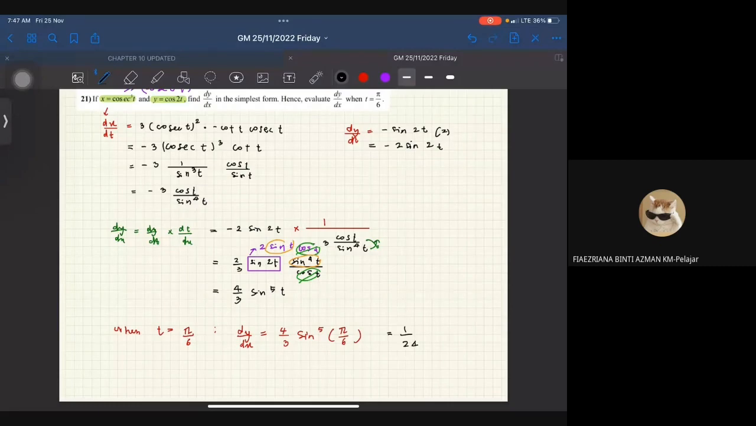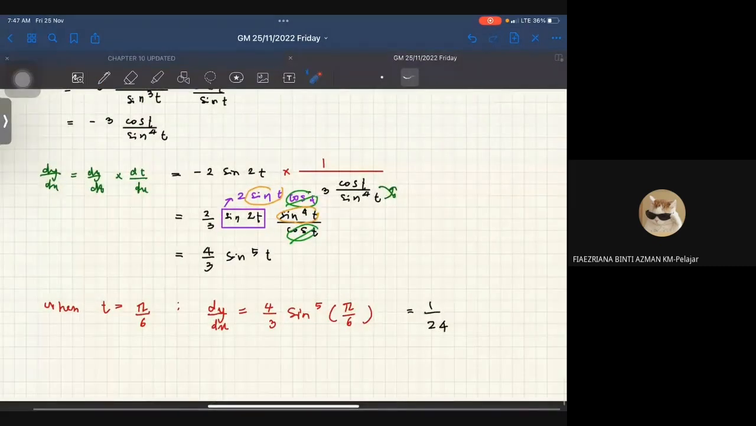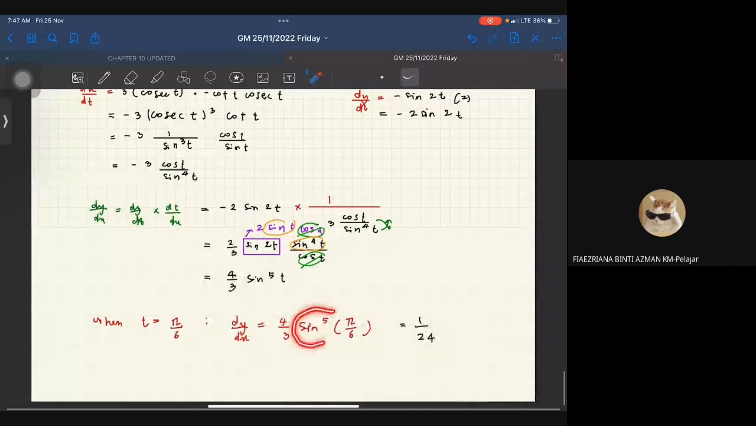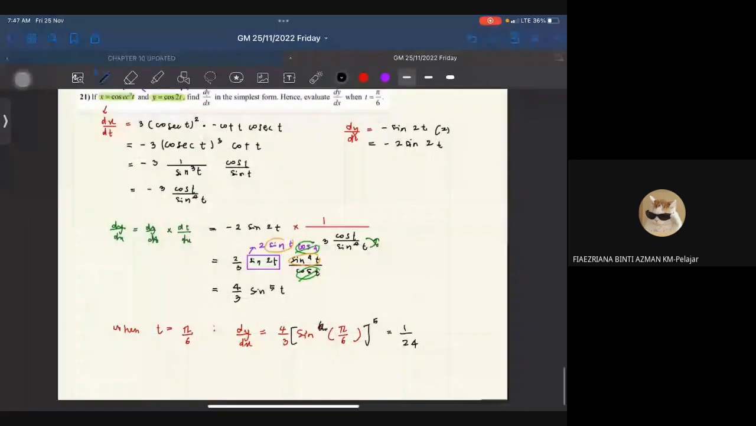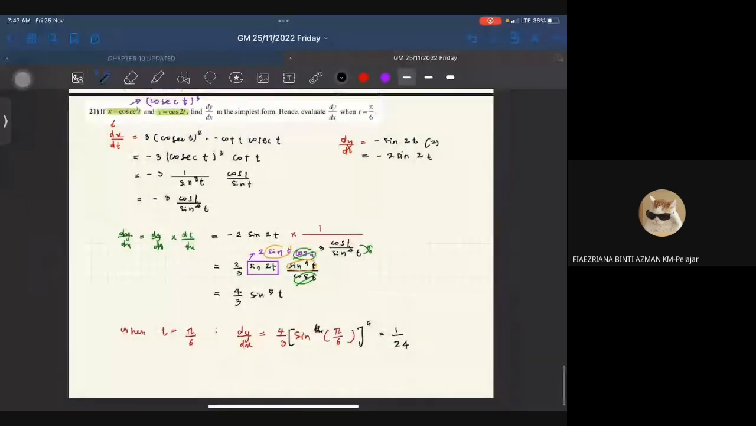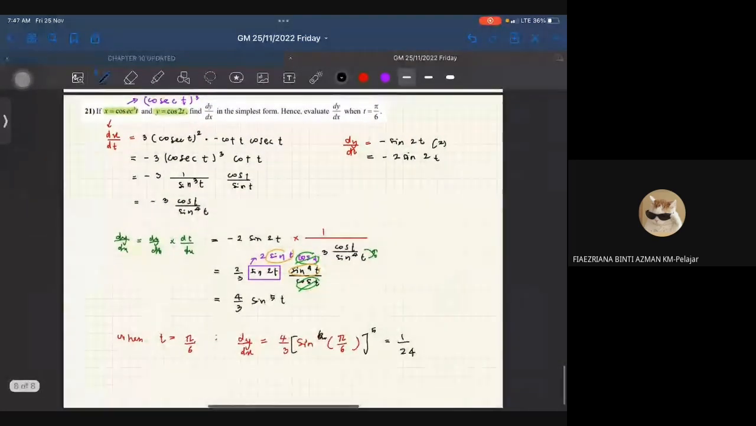Okay, so dalam kalkulator awak dia tak ada this type of function. So dia cuma ada 5 ni dekat luar. Maksud saya adalah nanti bila tekan calculator, you need to bring the power of 5 outside dekat sini. Bukan dekat sini. Okay, itu sahaja. Is everyone okay? Do you have any question? Okay, Miss. Okay.